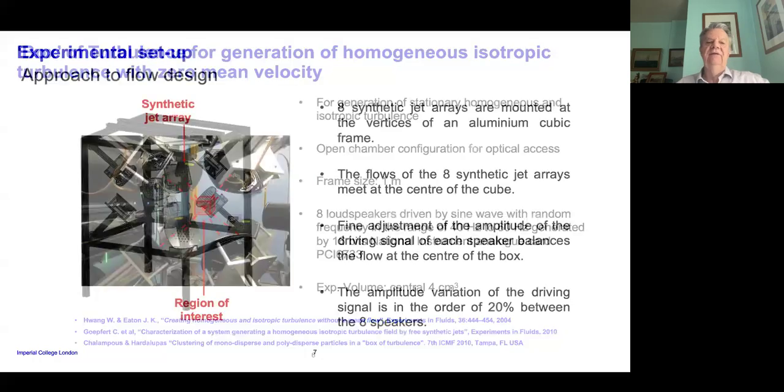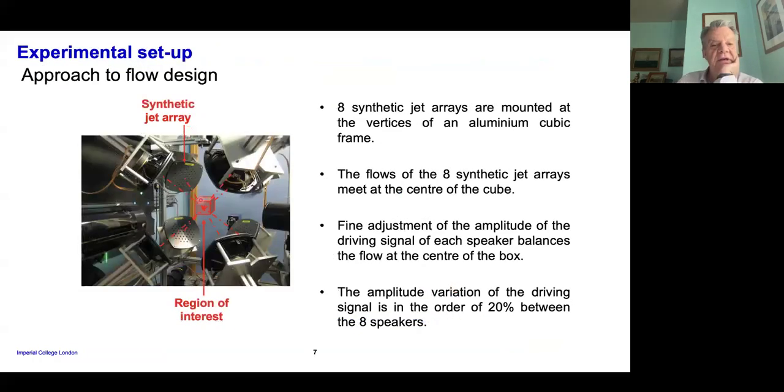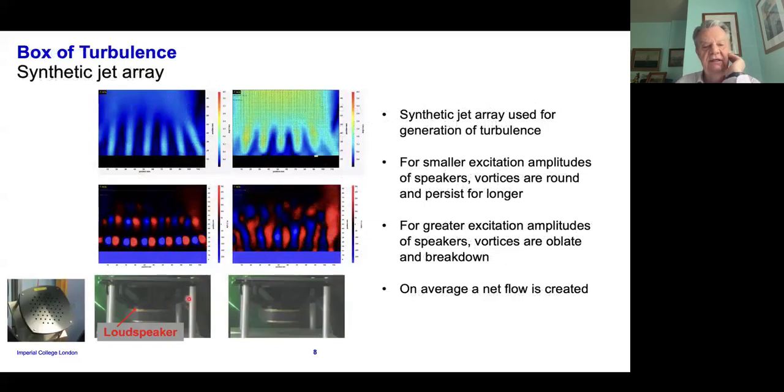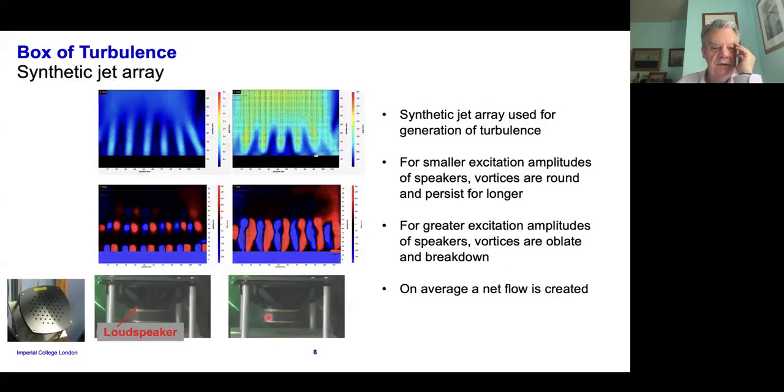We do get eventually homogeneous isotropic turbulence. So you can see here the cube in the middle, where you actually satisfy the homogeneous isotropic turbulence behavior. You can see also photographs of the 8 loudspeakers that are at the corner. And I'll explain a bit better here what each loudspeaker looks like.